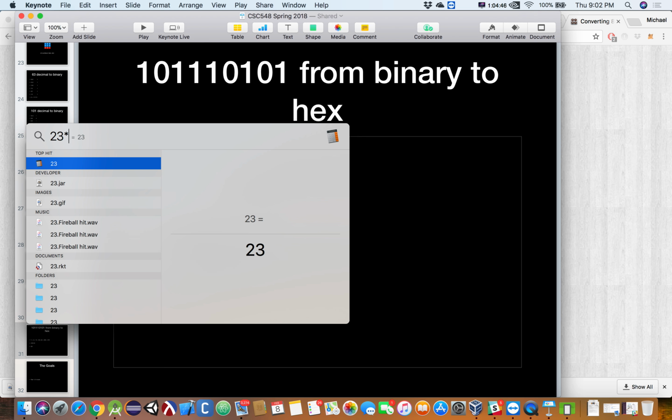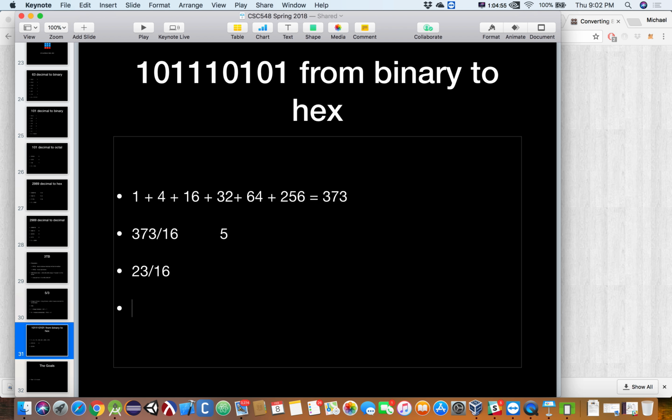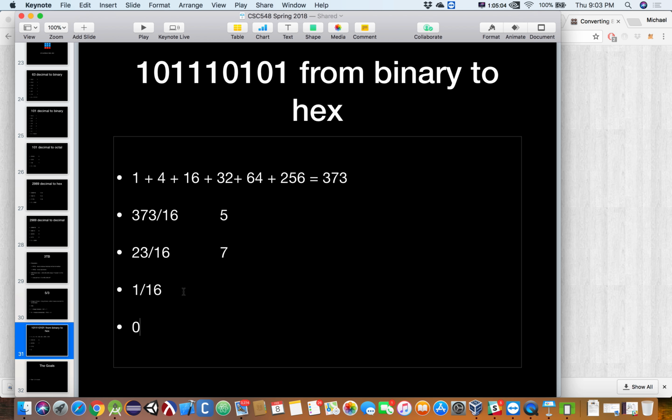23 times 16 is 368, so that's remainder 5. 23 divided by 16 is 1, remainder 7. 16 divided by 1 is 0 with remainder 1. We read it from bottom up, so this is the hexadecimal number 175. We don't need to convert any of them to letters because they're all 0 through 9. Make sense?